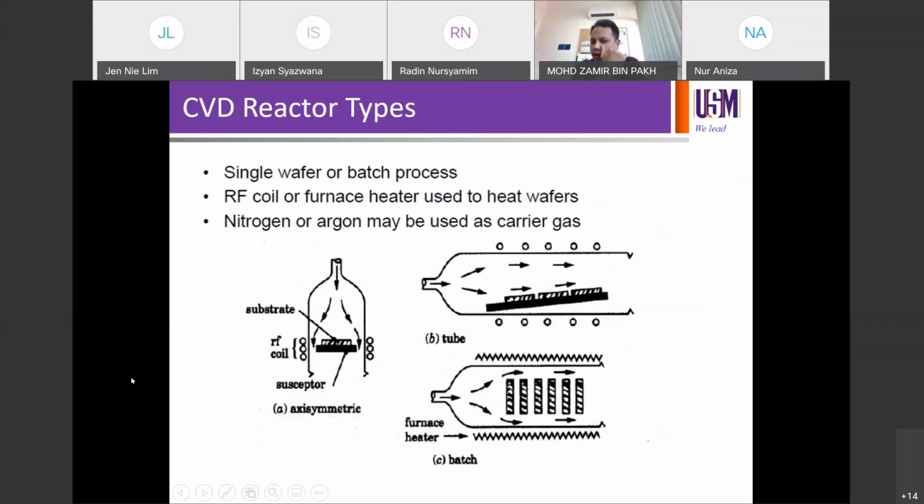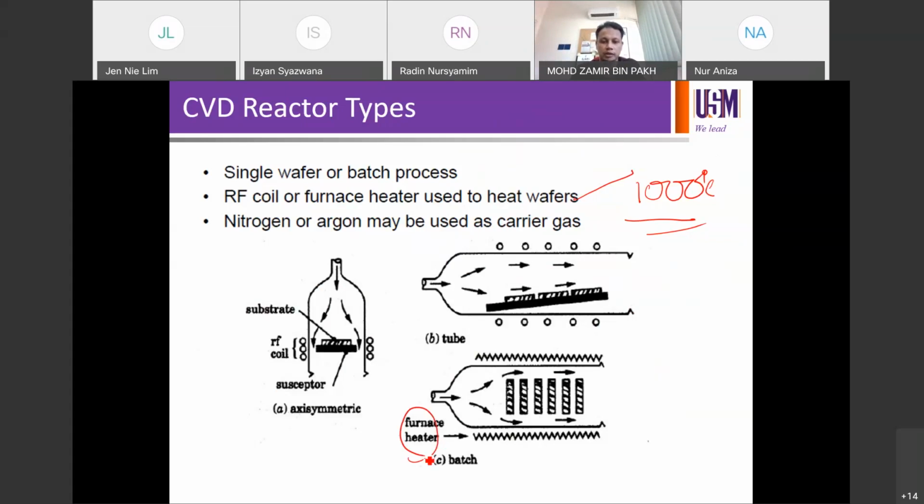Typical CVD reactors are single wafer or batch process. Typically, if you talk about mass production, then it's a batch process, whereas maybe single wafer for others. It uses an RF coil or furnace heater to heat the wafers because you need to run the process at around 1000 degrees C, since you need to use the thermal decomposition concept to break silane into silicon and hydrogen. These are among the configurations that you can use for your CVD process.